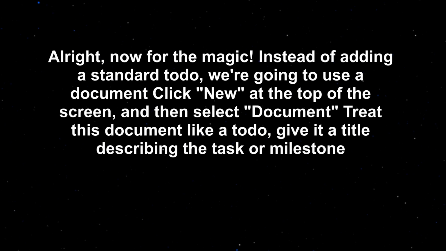Instead of adding a standard to-do, we're going to use a document. Click New at the top of the screen, and then select Document. Treat this document like a to-do. Give it a title describing the task or milestone. Type out the description of your to-do just as you would if it were a regular to-do item. Be clear and concise because this information will be uneditable. Click the green Post it button.